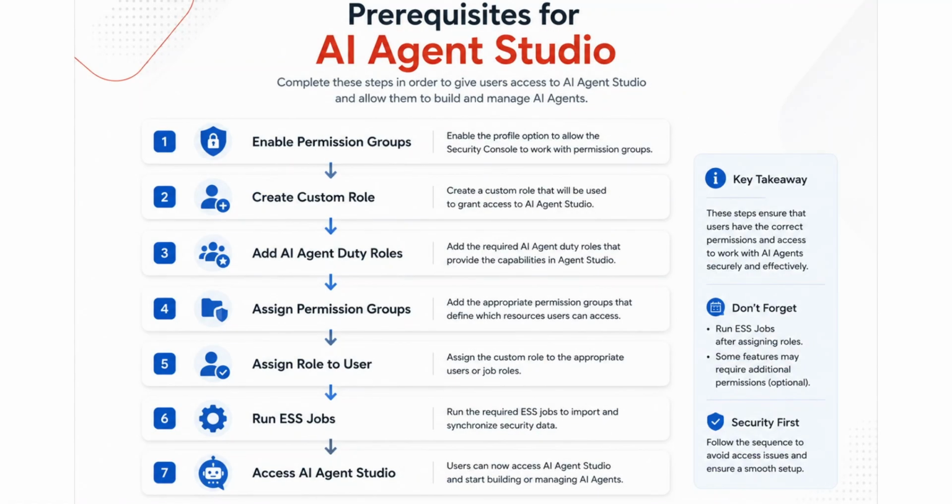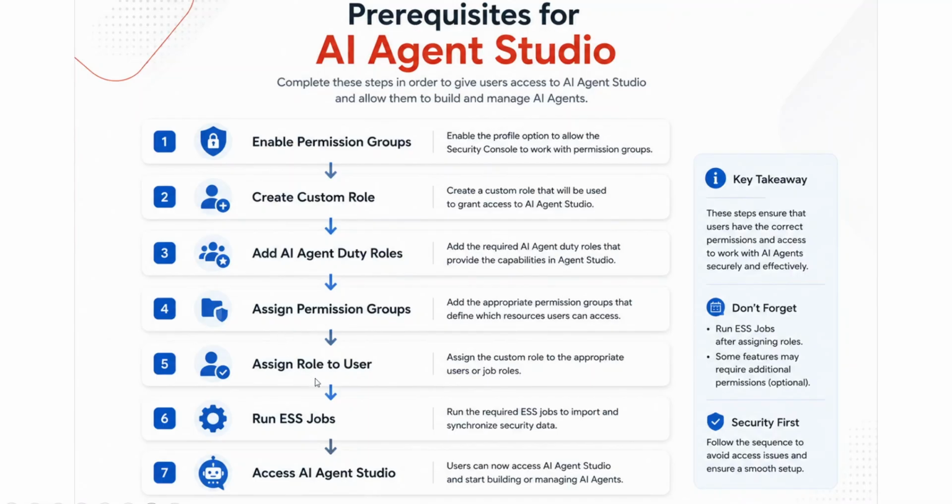Now let's see the steps to configure AI Agent Studio. First, enable permission groups. To do this, change the profile option to enable permission groups in the security console. Next, create a custom role. This will be the role that you assign to your AI agent administrator. After that, we're going to add the AI agent duty roles. These duty roles define what the user can do inside the AI Agent Studio. The next step, we're going to assign the permission groups. This defines what resource and data the user can access.